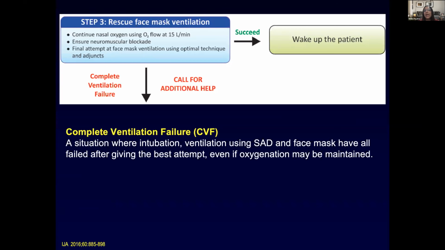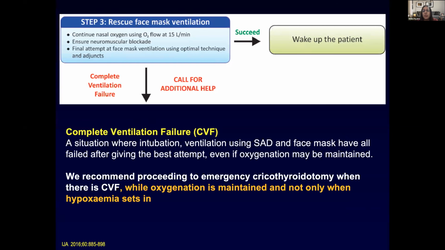And therefore, cannot oxygenate in the era of apneic oxygenation becomes a misnomer and is not the right terminology. And cannot intubate, because intubation is not the only way to maintain oxygenation. So therefore we don't say cannot intubate, cannot oxygenate. And the international airway community has challenged this terminology. They really appreciated our terminology of complete ventilation failure, because what we're saying is intubation failure, ventilation failure precedes oxygenation failure, and that should be the trigger, not the oxygenation failure. So what we recommend is proceed to emergency cricothyrotomy when there is complete ventilation failure, so when the oxygen saturation is maintained, and not when hypoxemia sets in.